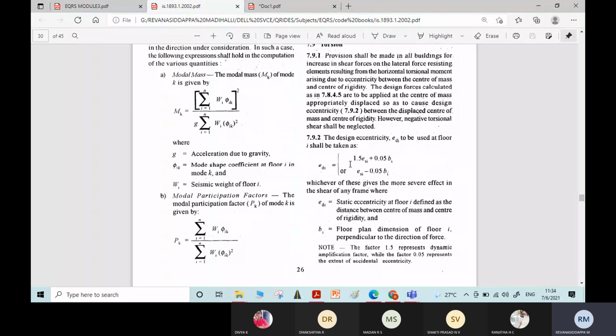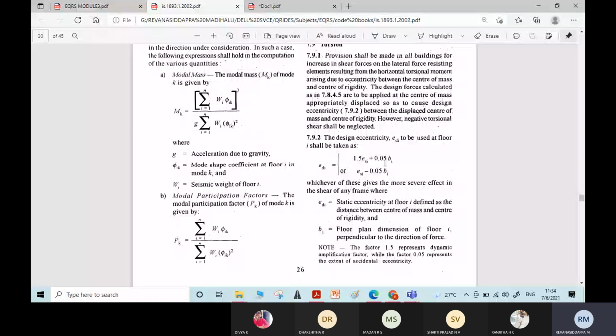To design a structure for torsional irregularity, you need to calculate the design eccentricity. That design eccentricity should be calculated in two ways: 1.5 ESI plus 0.05 BI, and ESI minus 0.05 BI. After these two calculations, whichever maximum value we get, we will consider as the design eccentricity. Here ESI is the static eccentricity of the floor, defined as the distance between the center of mass and the center of rigidity.